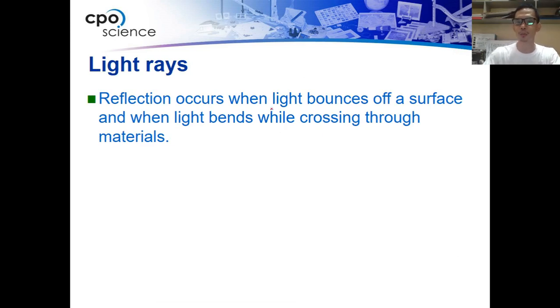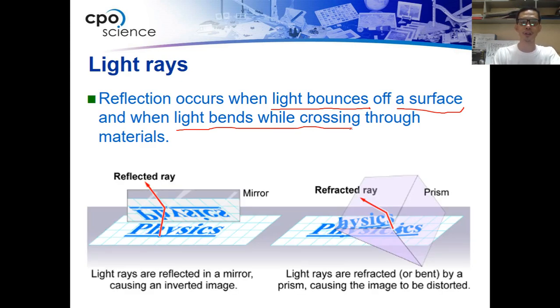Please take note that when the light bounces off any surface, and also when the light bends while crossing through any kind of material, this is what they call reflection. Not only like that, so I will clarify myself. When the light bounces off, that is reflection. When the light bends, this is now your refraction. So light bends, refraction; light bounces off, reflection.